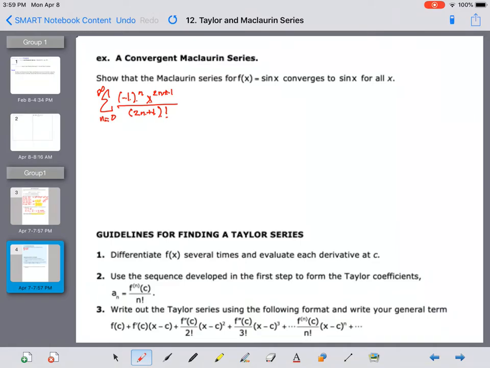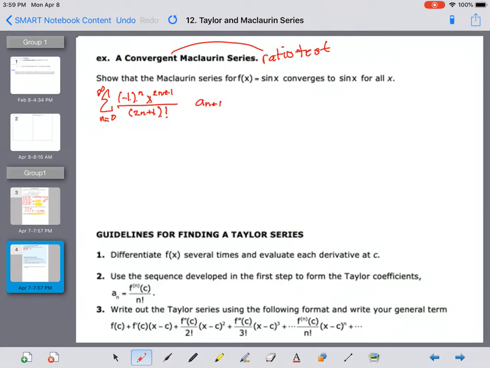So when we talk about the convergence or divergence of a Maclaurin series, we're actually going to use the ratio test in this process. This is where those tests start coming into play. So we're going to use the ratio test, and the ratio test first said to get our a sub n plus 1.